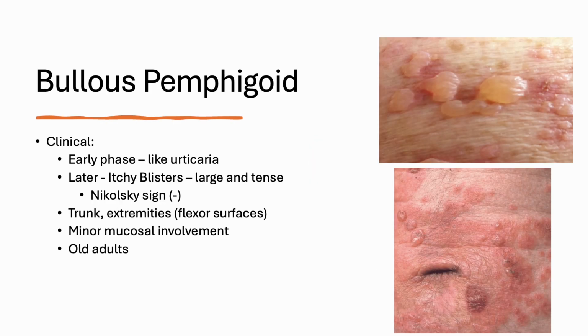Let's talk about the bullous pemphigoid. The clinical presentation can be divided into the early and the late phase. In the early phase, there may not be any blister formation. Instead, you see those urticarial-like lesions as shown here. And later, the itchy blisters start to show up, and the blisters are large and tense. If you do the Nikolsky test, it will be negative. The commonly affected areas include the trunk and the extremities, and the location on the extremities is the flexor surfaces. The mucosal involvement may be minor, and the individuals involved are usually older.